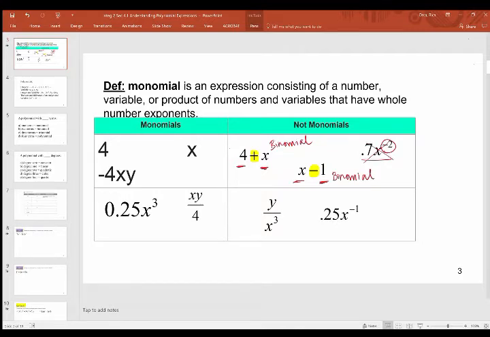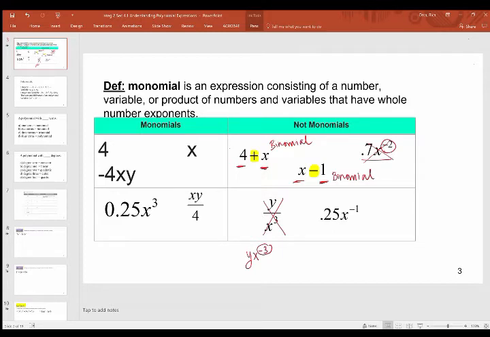In our next expression, we have y divided by x to the third power. Once again, this looks like a monomial, but unfortunately it's not, because we can rewrite y divided by x to the third as y times x to the negative 3. And there's that negative exponent. Because the exponent's negative, y over x to the third is not a monomial. And finally, 0.25 times x to the negative 1. Can you guess as to why this is not a monomial?